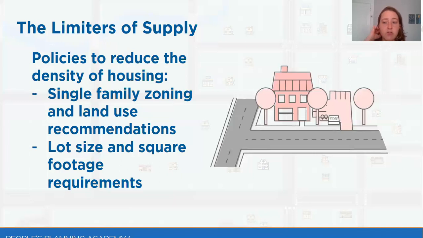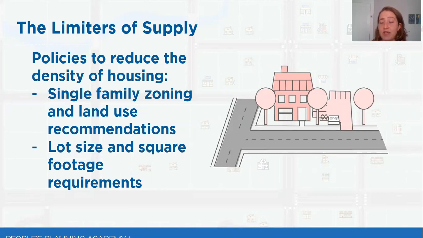So one of the limiters of supply are policies that work to reduce the density of housing. Only allowing for single family unattached housing means that it doesn't allow for other types of units such as townhomes, quads, and certainly not apartments. And then stacked on top of that, at times the zoning would further restrict the amount of units that could be built within those standards by establishing minimum lot sizes or square footage requirements for homes. So basically only allowing one family to live on a very large lot of land.